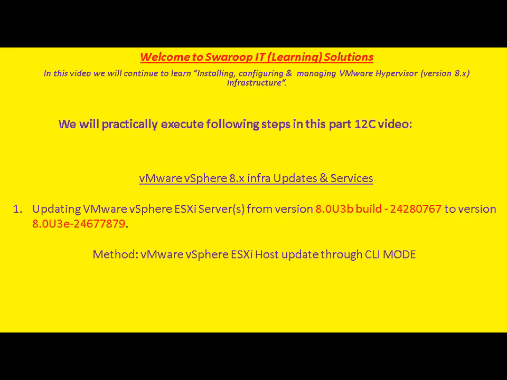For this part 12c, the most important thing is what our method will be to update our ESX servers. The method will be updating the ESXi host through CLI mode, that is, your command prompt, or through the command line interface or through SSH. We'll be doing the complete update through the command line. We will not be using the GUI; 99% we will be using CLI. So this will be our 12c video. Let's start.